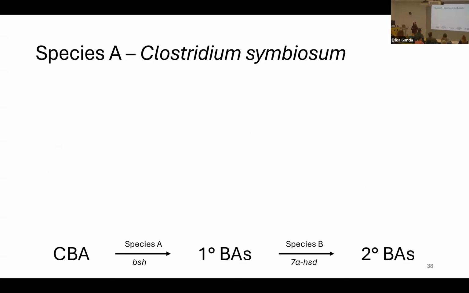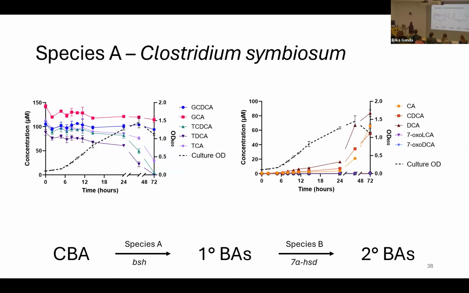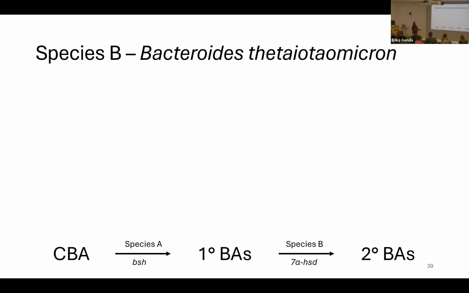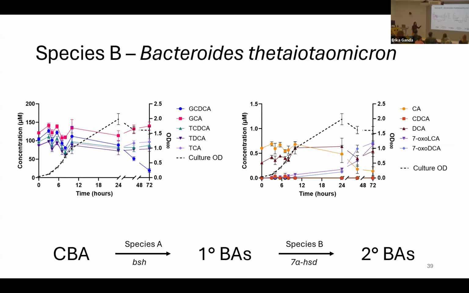Clostridium symbiosum has a very different bile salt hydrolase than Bifidobacterium angulatum. It's very slow. So only after 24 hours did C. symbiosum deconjugate any bile acids, and it actually only deconjugated taurine conjugated bile acids. And so we see an increase in the unconjugated bile acids after 24 hours. B theta, same thing, kind of just like, well, this is reproducible at least, but I don't really know what it means.